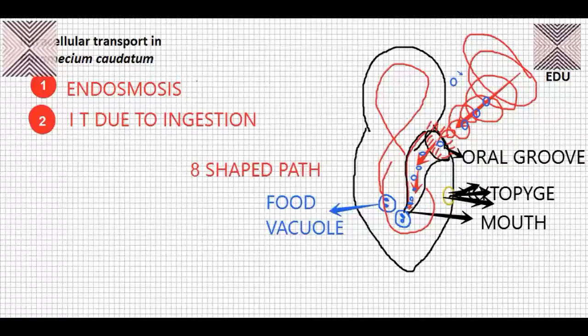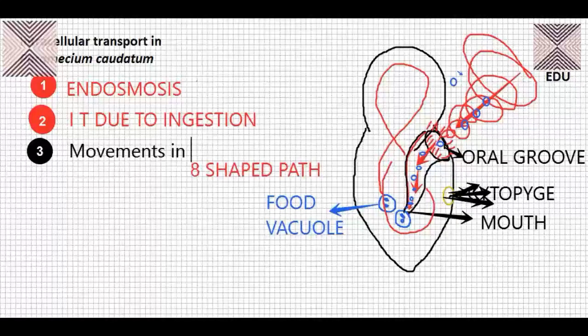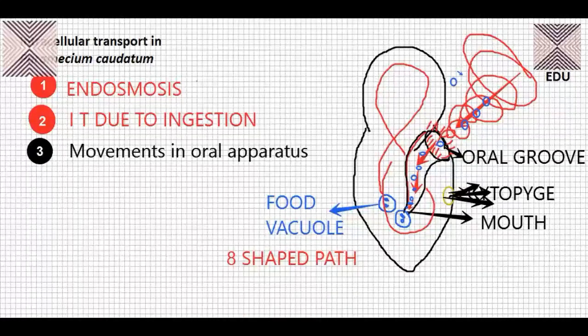Now here the movement, the third factor can be, now here I should give it number 3. So these are the movements in the oral apparatus. The movements in the oral apparatus also help in the formation of cyclotic movements inside the Paramecium. So what we are studying is how intracellular transport occurs in the body of the Paramecium. So now we are discussing the factors which make the cyclotic movements. So here I can give another factor, number 4.